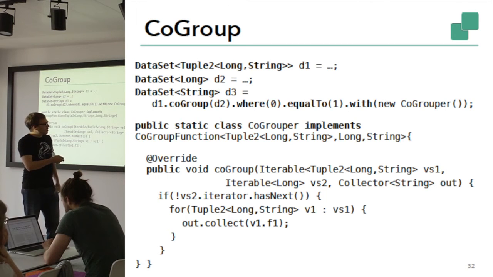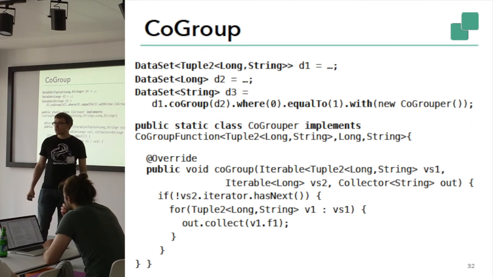If the iterator of the second input is empty, so if not hasNext, then we collect all the string values of the other iterator. So this is kind of like an anti-join. We only let things pass if the other set is empty.